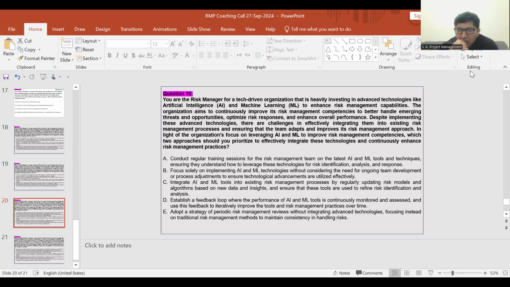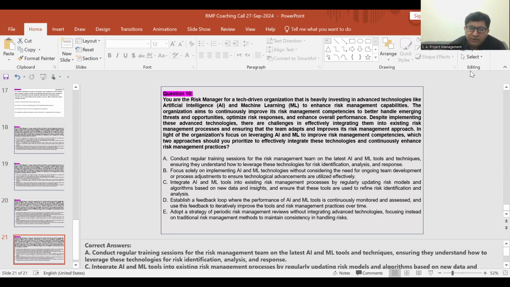A and C. Yes. Abubakar, you agree for A and C, or do you think D is better? No, A and C. A and C. Usman? Yes. So A and C. Good. A and C is the right answer.